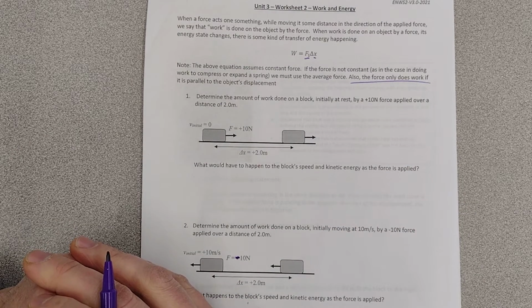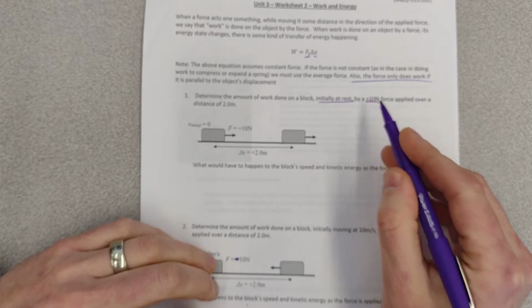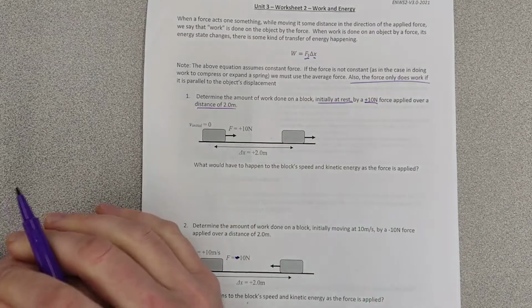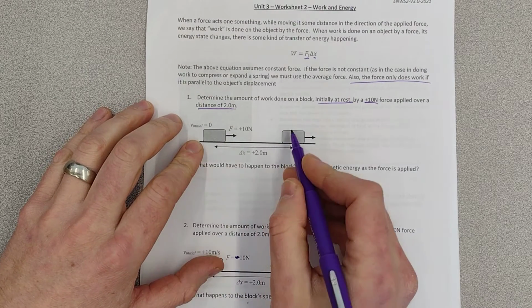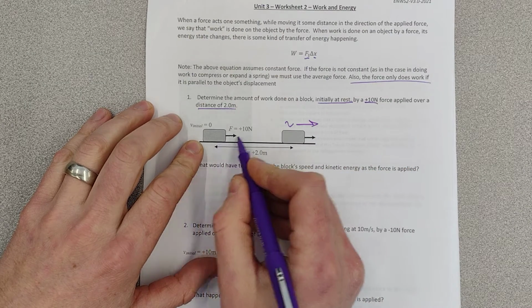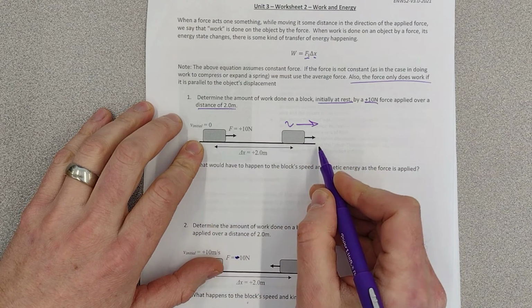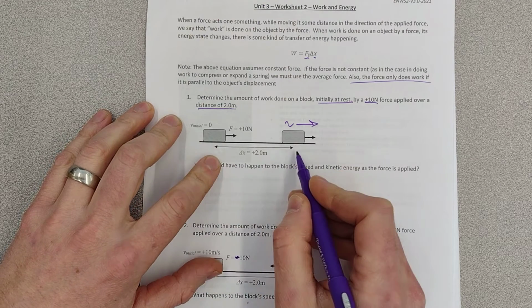So determine the amount of work done on the block initially at rest by a positive 10 Newton force applied over a distance of 2 meters. So this object starts at rest, v initial is 0, and then the velocity ends up being big by the end. So this force is going to cause an increase in kinetic energy as this object moves over this distance.